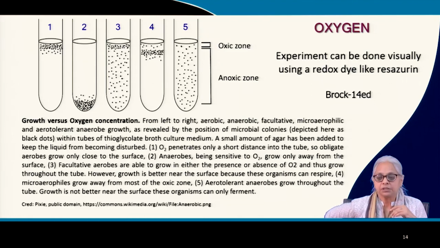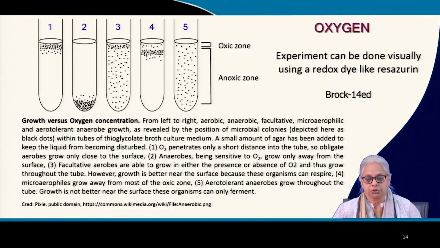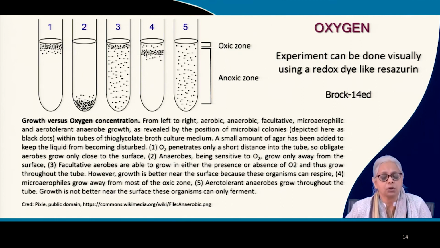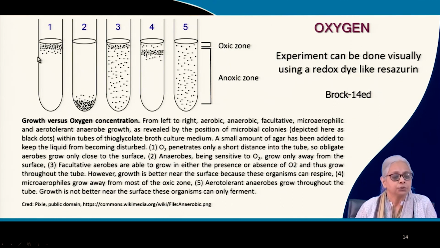We then come to the last part, and that is oxygen. Here we see the clustering of different types of bacteria in response to an oxygen concentration gradient. So you have 5 different test tubes. The oxygen concentration is going to be highest at the surface. So aerobic bacteria are likely to be clustering at the surface. Whatever you see at the surface or closest to the surface are aerobic bacteria.